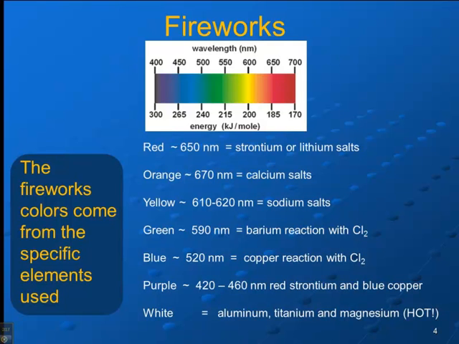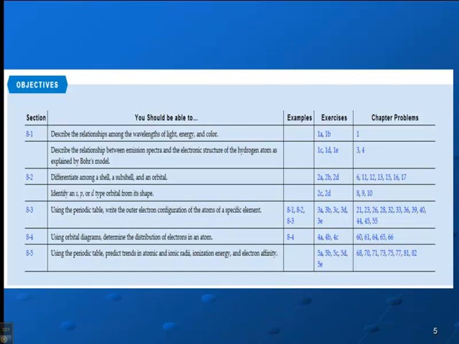Red is strontium, orange is calcium, and you can go back in this video and look at those different colors that are in that still I gave you, and that's what's in each of these fireworks. Now the question is, where do they come from? And that's where we focus on what I want you to learn in this chapter.